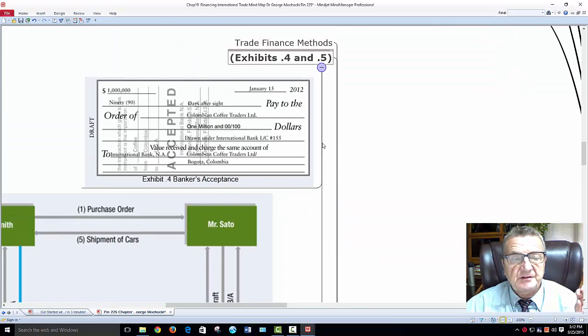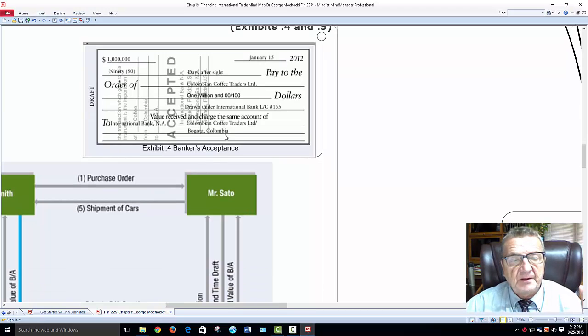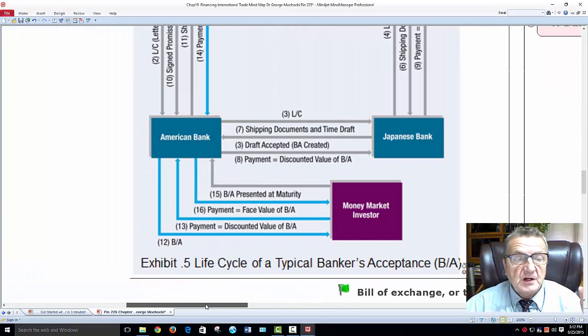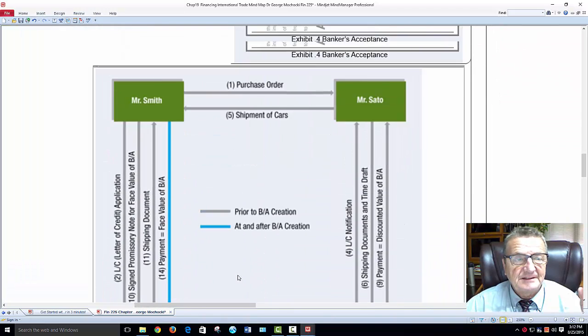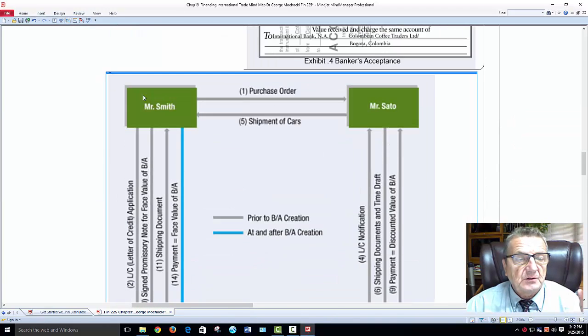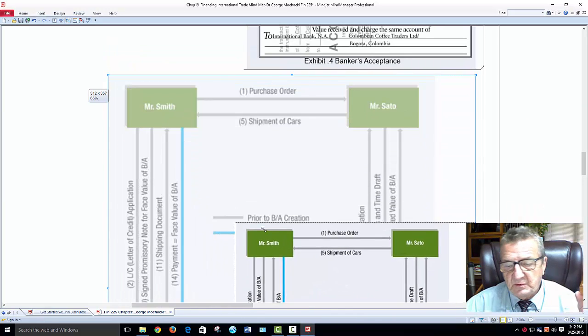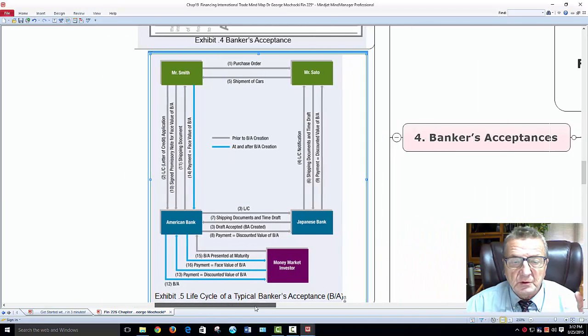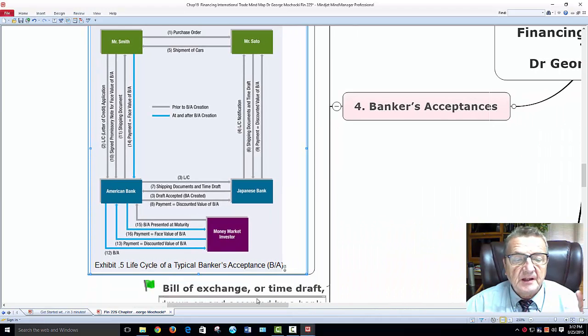Now I'm looking at banker's acceptance. Here's the draft, for lack of better words, the banker's acceptance, what it looks like. Again, here's the flow chart. Look at the flow chart. Let me bring it in so those of you who are looking at it can see it easier. I'll bring it in a little smaller.